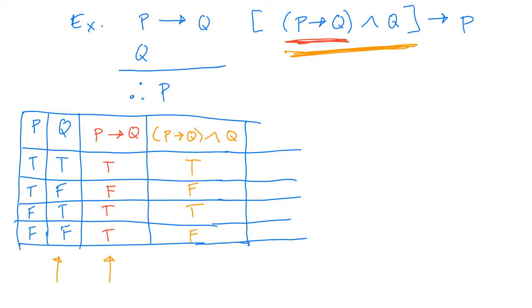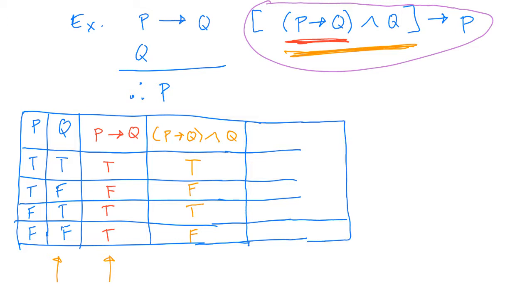Okay, and then the last one is the whole thing. So this is the whole expression now, and we're going to put that on the last column here. So this goes to the last column.